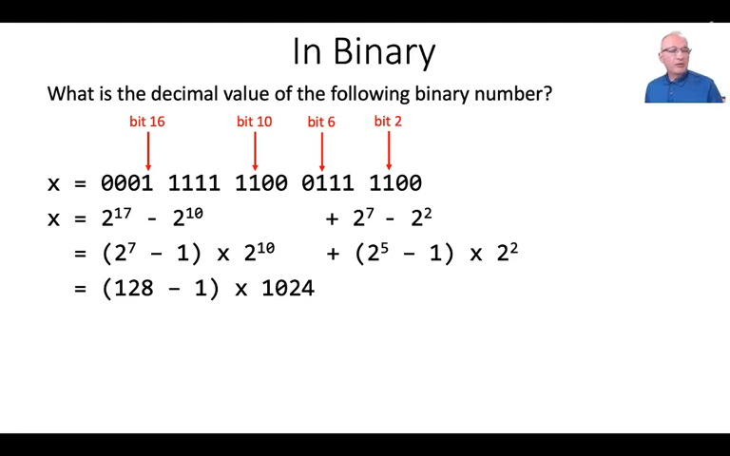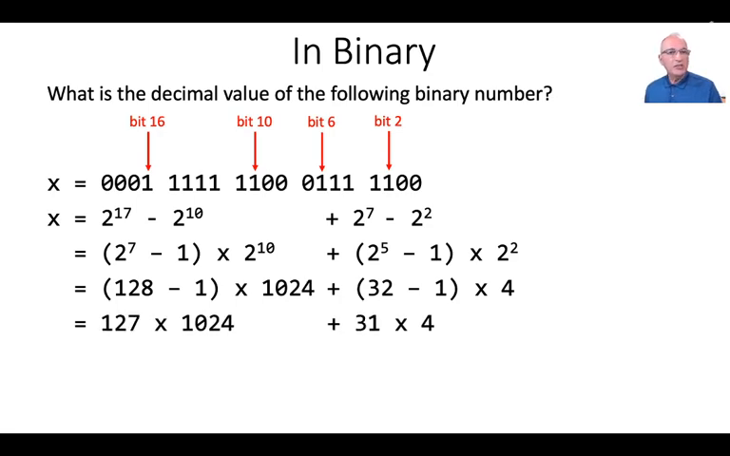And now I know my powers of 2 up to 2 to the 10. I can simply replace them in the expression, and I can then have a much easier calculation to do using my calculator if I need to, and I will find out that this number is actually 130,172. So this is a way that you can do a conversion from binary to decimal when you have large numbers and you have many ones together in a group in those large numbers.